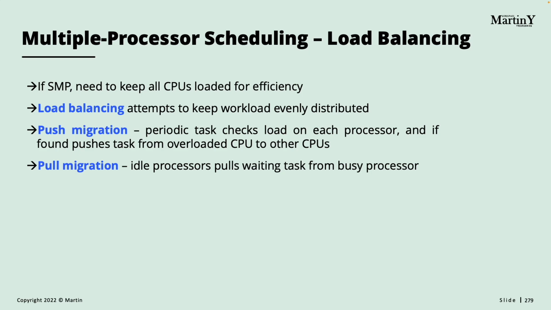In push migration, the task checks the load on each processor. If we find, for example, that a processor is too busy or overloaded, we can remove tasks from this processor. Pull migration is another task that is checking all the processors, and if it finds processors that are not busy, that are in idle state, then they are going to pull tasks from the busy processors. So one of the tasks is monitoring the busy processors, taking tasks from them and pushing them somewhere else. And the other one pulls, so by force takes tasks from the other processors.